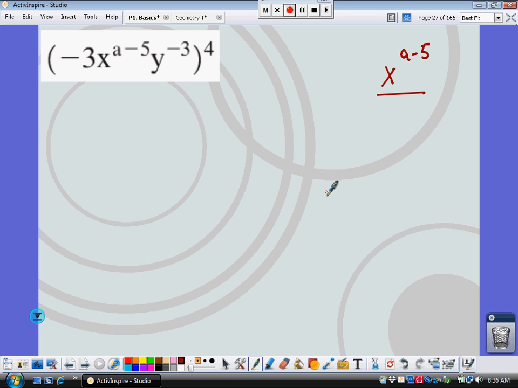Could that power, could that expression be brought to the bottom of a fraction? Yes. How would you do it? What would that power be? Make y'all think a little bit this morning. What would that power be? That'd be 1 over x to a power. What would the power be on bottom? It's an a minus 5 power on top.